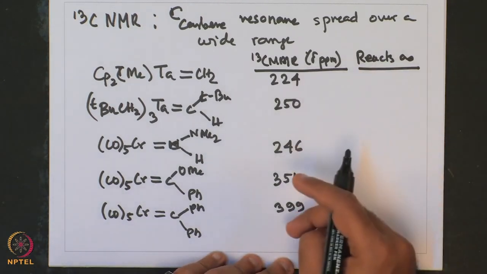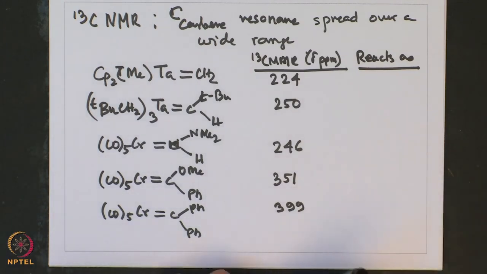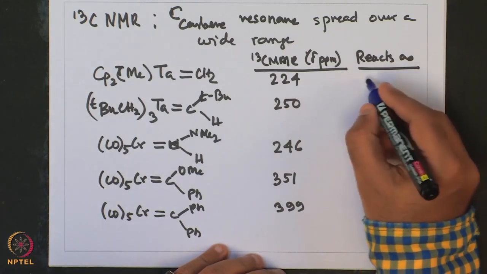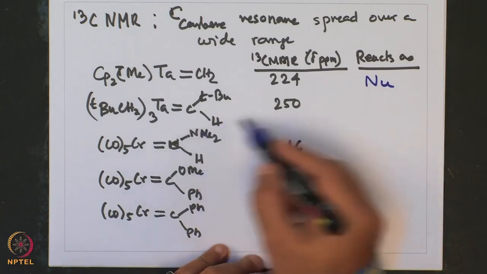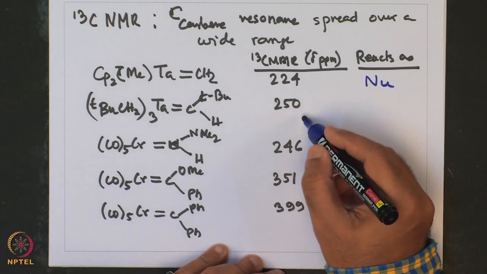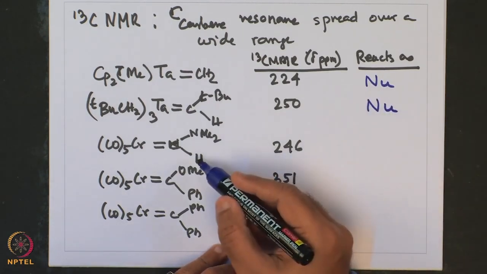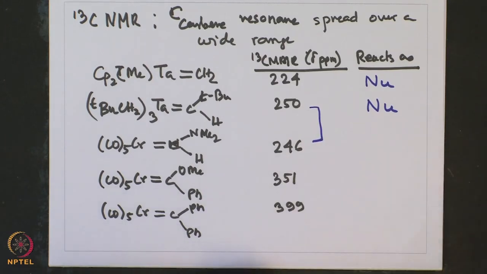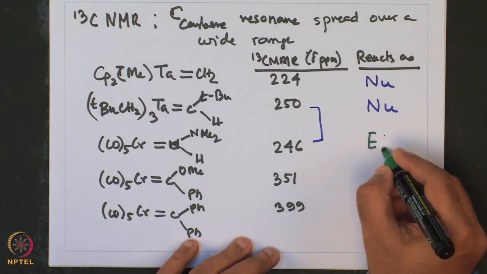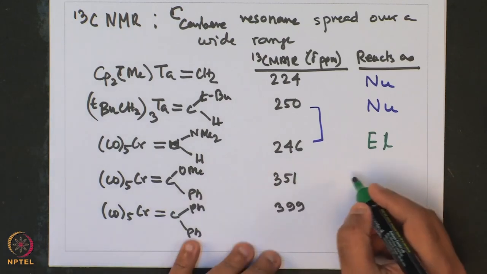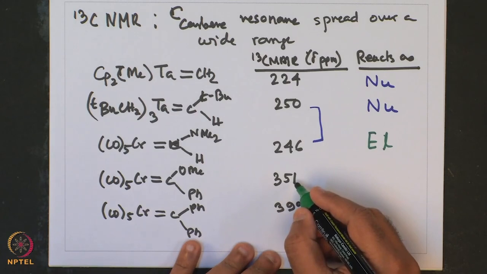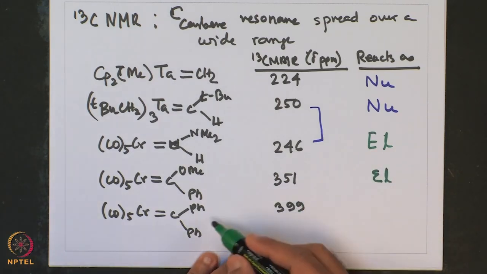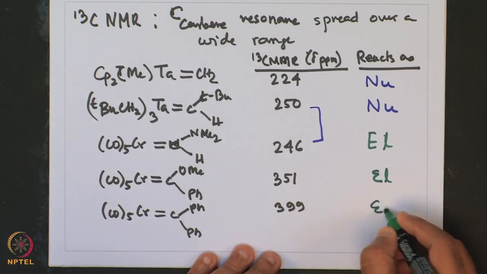there is no correlation with the kind of reactivity that is displayed. For example, this Schrock carbene having a chemical shift of 224 ppm reacts as a nucleophile, whereas the tantalum one, which also has a very close chemical shift of about 250, reacts as a nucleophile, whereas this Fischer carbene, which is of similar chemical shift, behaves completely differently and reacts as an electrophile. And this other Fischer type carbene appearing at a very high carbene resonance of 351 also behaves like an electrophile, and the chromium carbonyl appearing at 399 also reacts as an electrophile.